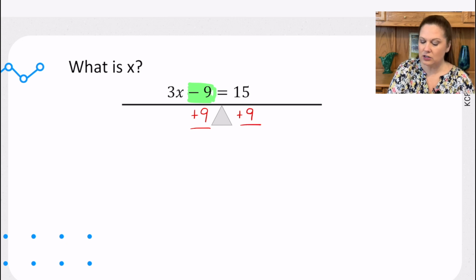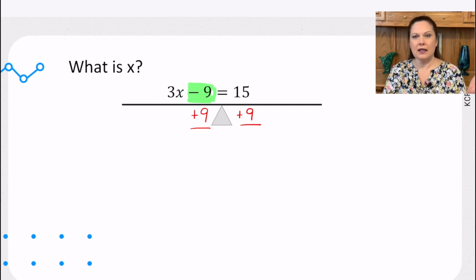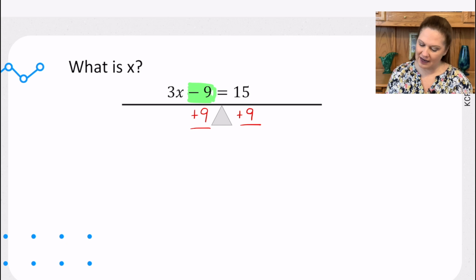Remember, this is our teeter-totter. We're trying to keep it in balance. Whatever we do on one side, we have to do to the other, and that's called equality. It's actually called the reflexive property of equality, but we'll get into that in Algebra 1 in high school.